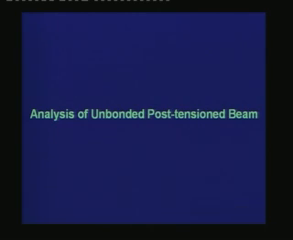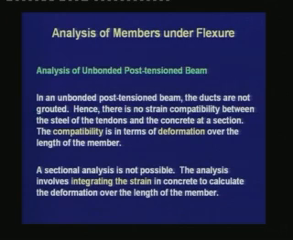Next, we are moving on to analysis of unbonded post-tension beam. In an unbonded post-tension beam, the ducts are not grouted. Hence, there is no strain compatibility between the steel of the tendons and the concrete at a section. The compatibility is in terms of deformation over the length of the member. A sectional analysis is not possible. The analysis involves integrating the strain in concrete to calculate the deformation over the length of the member.